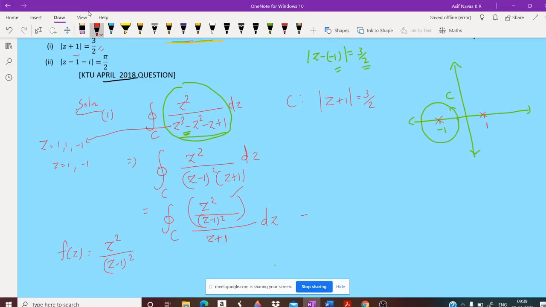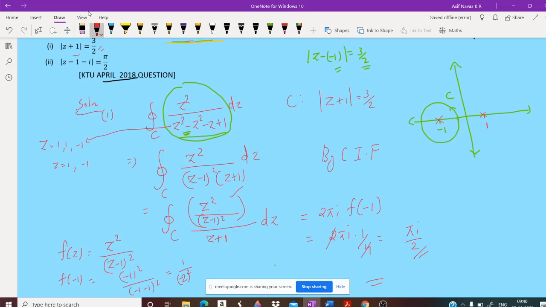Now by Cauchy integral formula, you can write this as equal to 2 pi I into f of the point, f of minus 1. So f of minus 1 is minus 1 square divided by minus 1 minus 1 all square, which is 1 by 2 square, minus 2 all square, 1 by 4. Therefore the answer is pi I by 2.